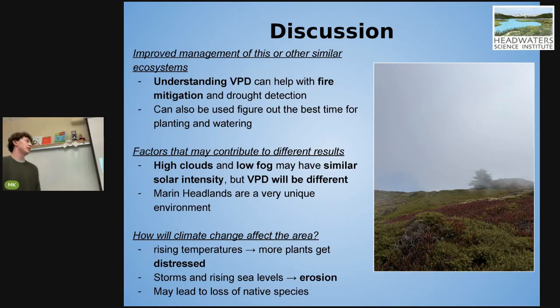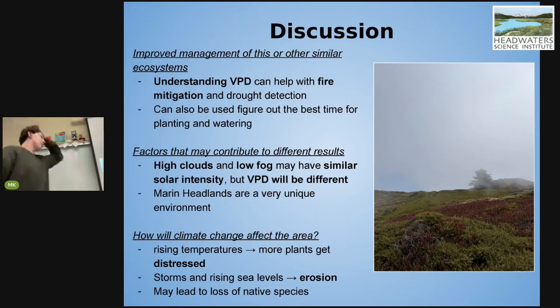If we were to do land management of this ecosystem, VPD is pretty key in doing that because understanding how distressed a plant is and how much moisture it actually retains is very important for fire mitigation and drought retention. Because if plants are unhealthy, then they're going to dry out, and that's very dangerous in terms of fires. It could also be used to figure out the best time for planting and watering, because you don't want to plant some plants in a time where others are suffering and you don't want to overwater a plant too. And some factors that may have contributed to different results if we were to do it again for that.